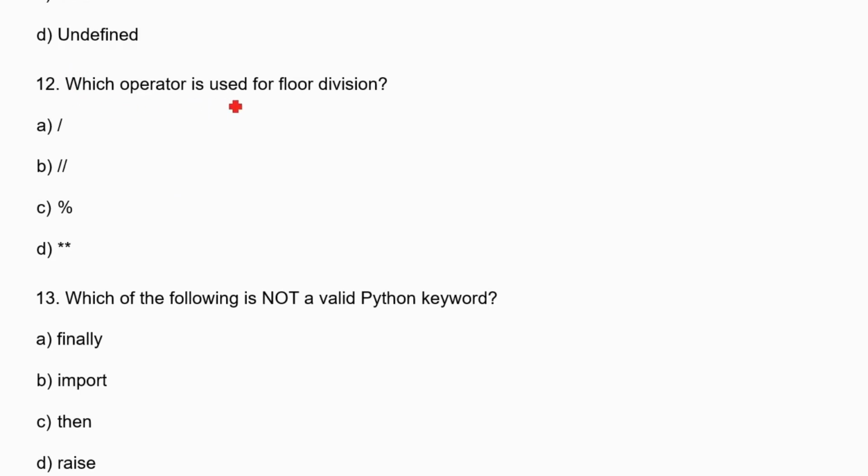Okay, next question is which operator is used for floor division? We already know what floor division is. For example, you have a decimal or float value. If the digit after the decimal is greater than 5, then the ceiling function will consider the upper value, which is 3, but the floor takes the lower value. So the floor division of this value is 2. So in Python, we use the double slash operator for floor division.